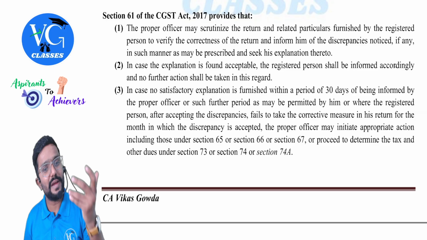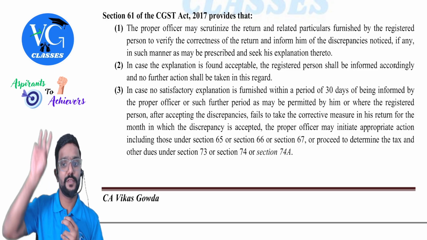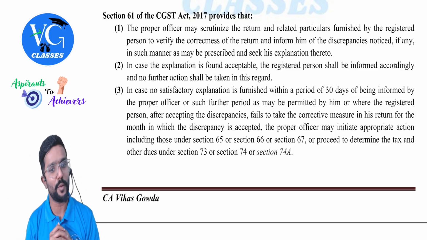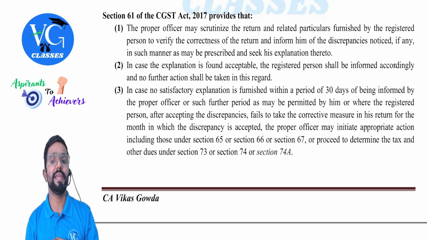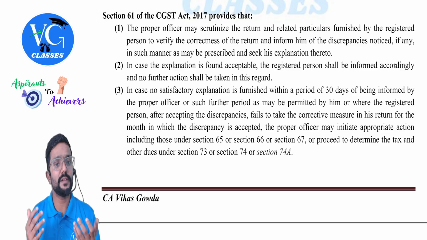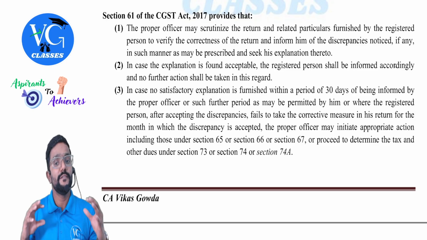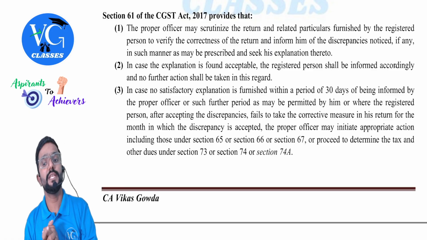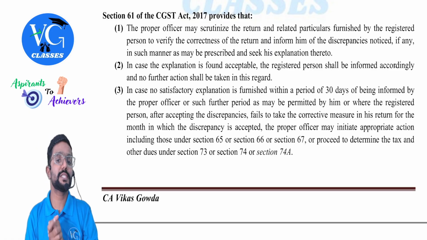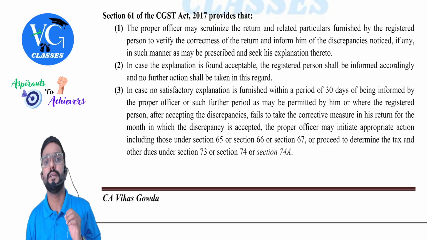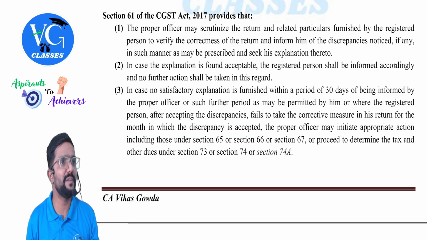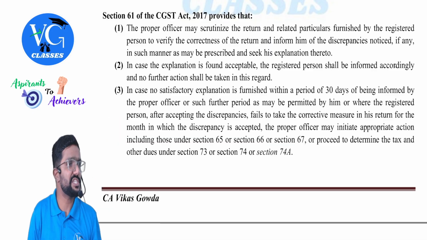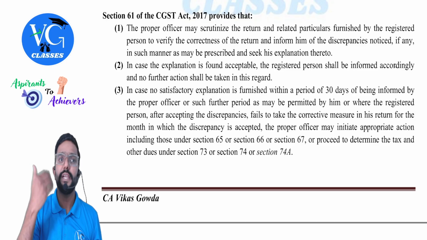In case no satisfactory explanation is furnished within a period of 30 days of being informed by the proper officer, or such further period as may be permitted by him, or where the registered person, after accepting the discrepancies, fails to take corrective measure in his return for the month in which discrepancy is accepted. Means, guys, the first case is I have not replied at all, or else I have replied but they are not happy with my reply.